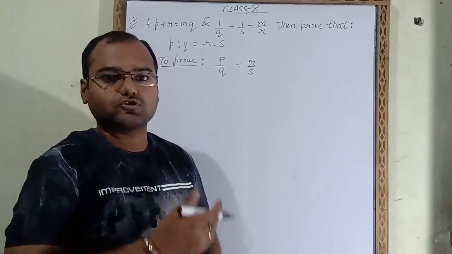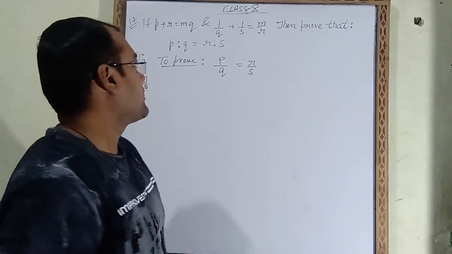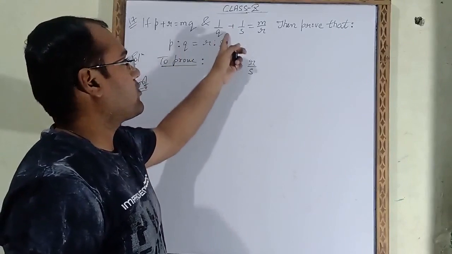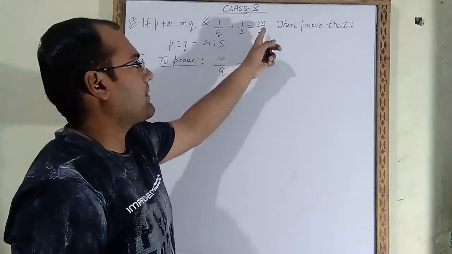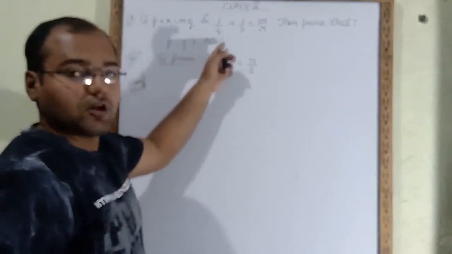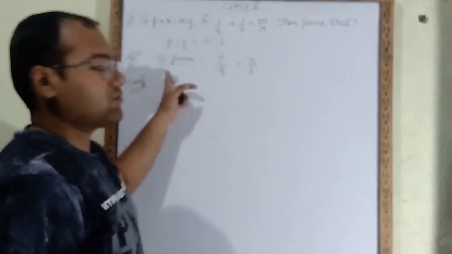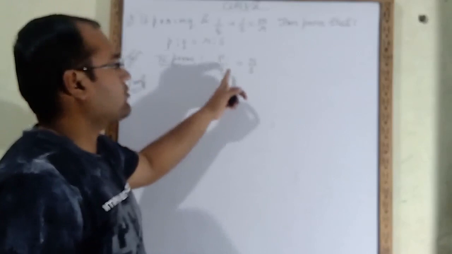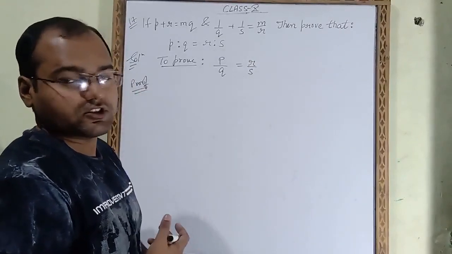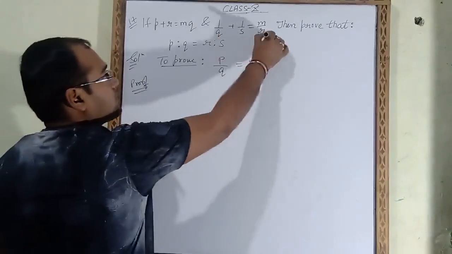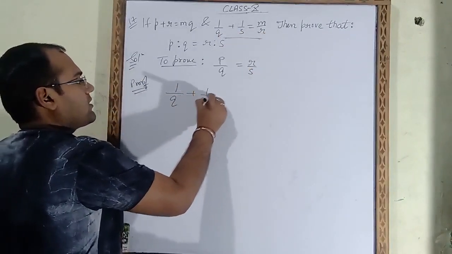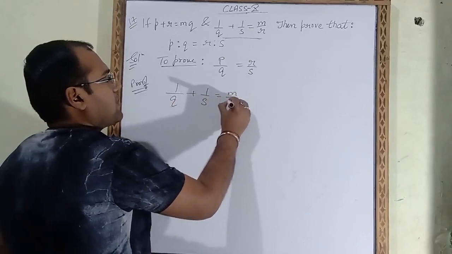Now see this last question, question number 17. Question is, if p plus r is equal to m cube and 1 upon q plus 1 upon s is equal to m upon r, then we have to prove that p upon q is equal to r upon s. So first of all we have to write what we have to prove. p upon q is equal to r upon s. Now we will give proof. How will we solve this question? This term we will take. What is given? 1 upon q plus 1 upon s is equal to m upon r.